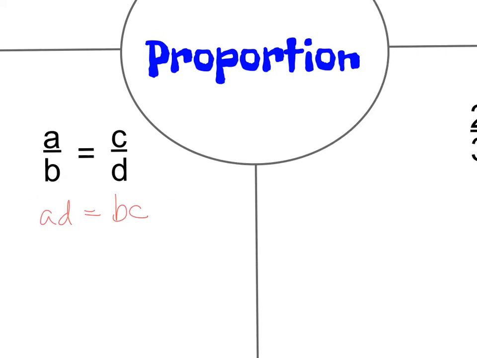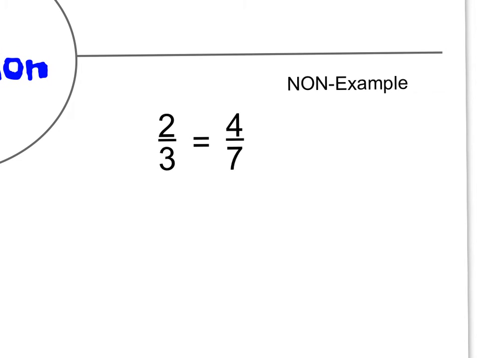Let's look at an example where this doesn't happen, though. This would be a non-example. 2 times 7 would be 14, and 3 times 4 would be 12. Therefore, these two ratios are not proportional.